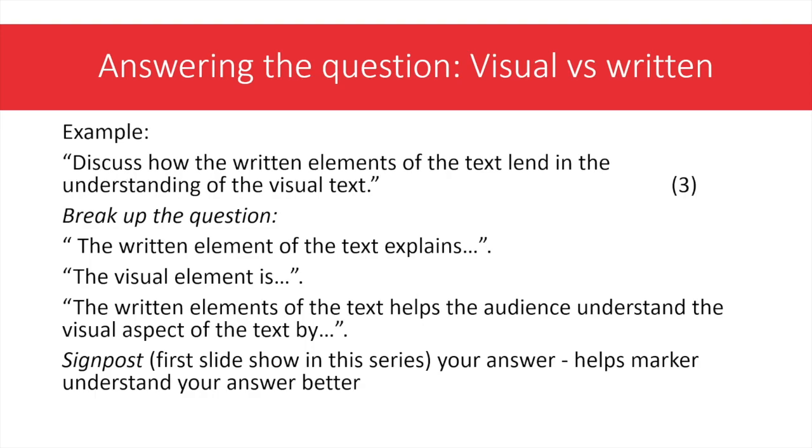Start off with saying the written elements of the text explains whatever it is there, full stop. The visual elements is blah blah blah, full stop. And then in your third point, you need to explain how it lends to the understanding. So the written elements of the text helps the audience understand the visual aspect of the text by, and this is how you can answer this question. You need to signpost your answers, which is actually what I explained in the first slideshow of this series. It helps the marker understand you better and know that you understand the question.